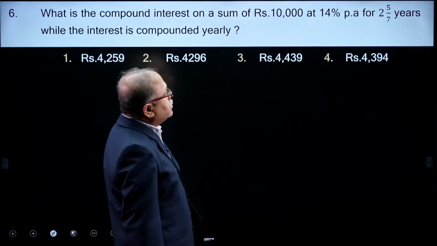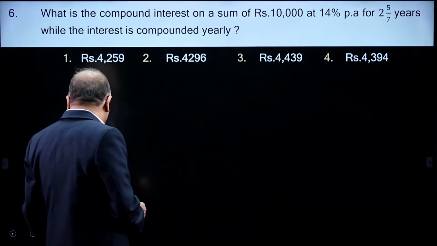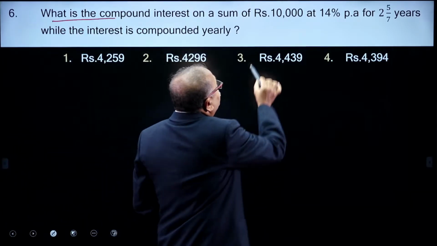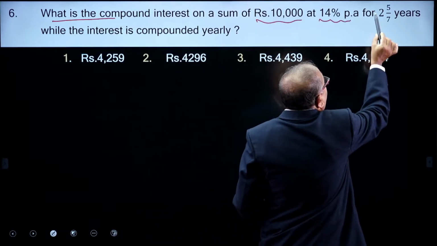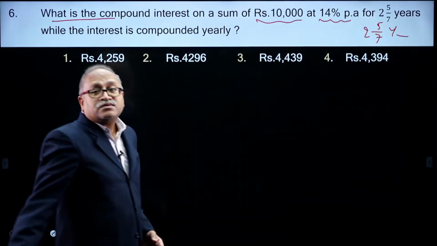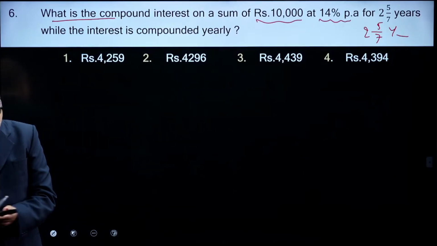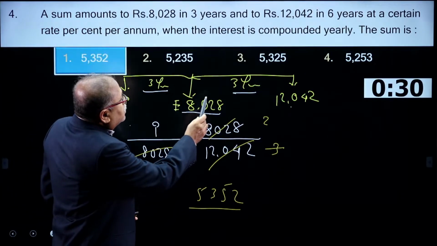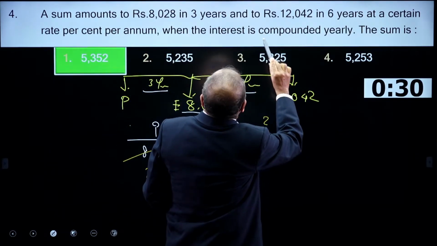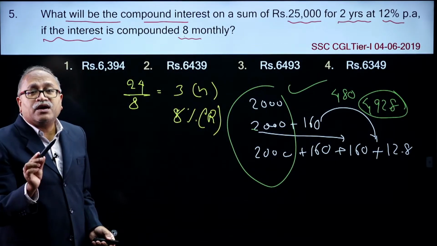So, the next one is here. Let me see how many of you are comfortable. What is the compound interest on a sum of rupees 10,000 at the rate of 14% per annum for 2 5 by 7 years? The year is given in the fraction, that is the only difference. In the previous question, the compounding was 8 monthly, that was the difference. Compounding 8 monthly, that was the change.